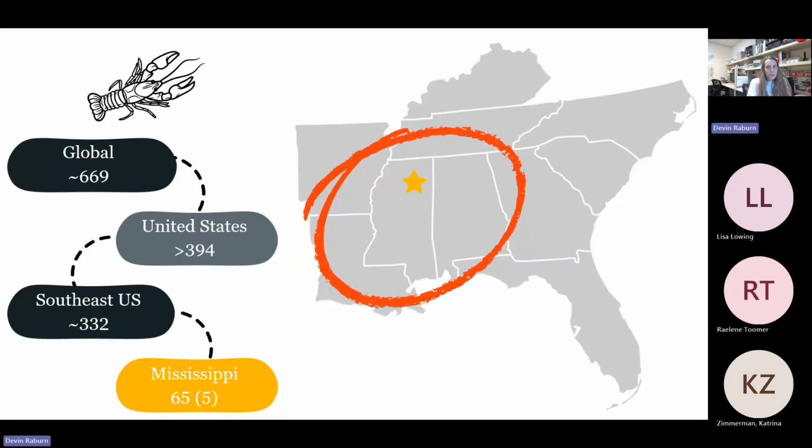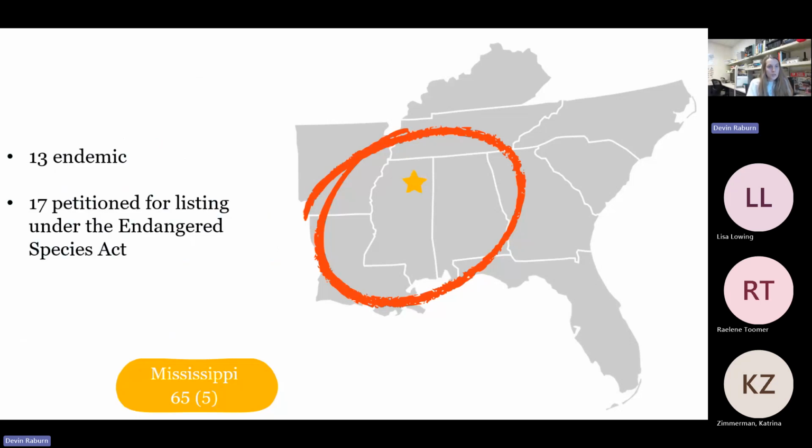Overall, though, today we will be focusing on Mississippi crayfishes, and Mississippi includes 65 species and 5 subspecies of crayfish. 13 of those are endemic, which means they only occur in Mississippi and nowhere else in the world. And 17 of those are petitioned for listing under the Endangered Species Act. So we have a lot of potentially imperiled species in this state.